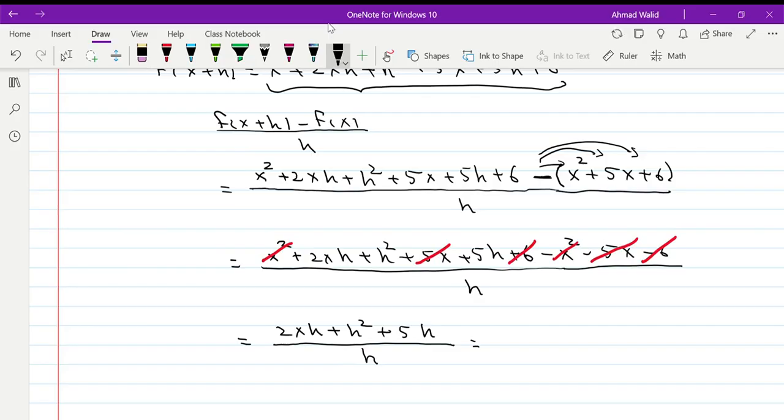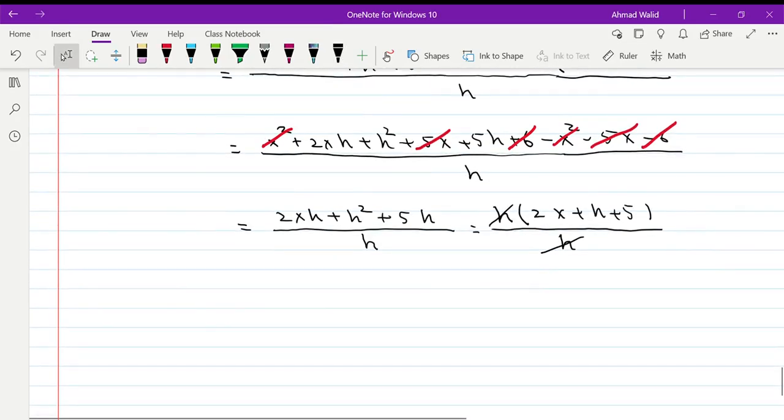But do you see h in all terms? You can factor out h first. Then you will end up with h times 2x plus h plus 5, right? If I factor h in the top, over h. Now I can cancel this h with this h and the rest is my answer. 2x plus h plus 5, the difference quotient.